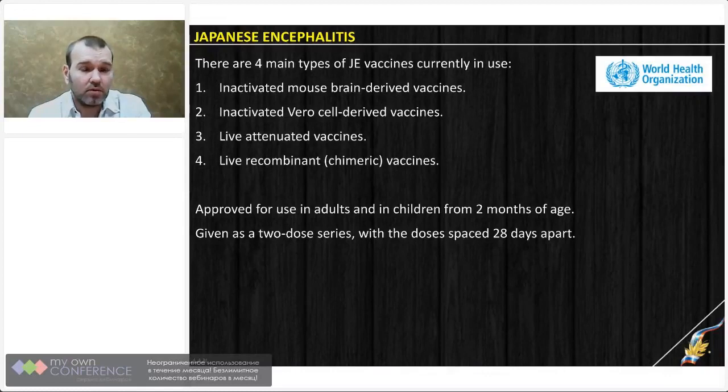So the World Health Organization approved 4 main types of vaccines for Japanese encephalitis. In different countries, we have different indications in different time periods for introduction of that vaccine. But in general, the safest vaccine is approved for kids from 2 months of age, and there is no upper limit, meaning it can be given to any adult. Usually 2 doses are required to provide good and strong immunity. The interval between doses should be a minimum of a month or 28 days.